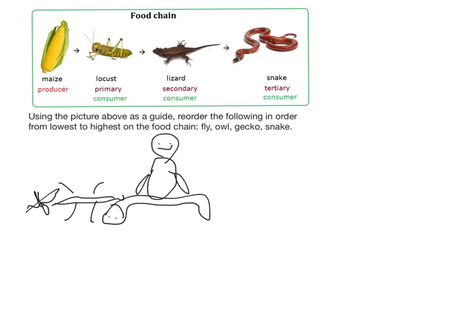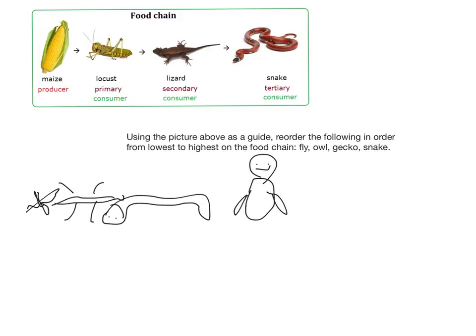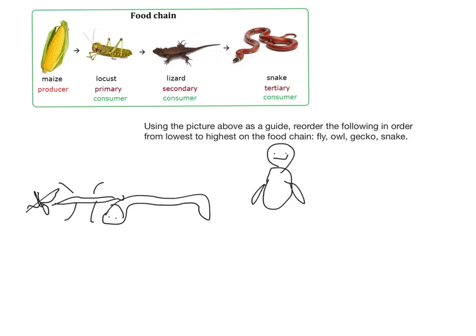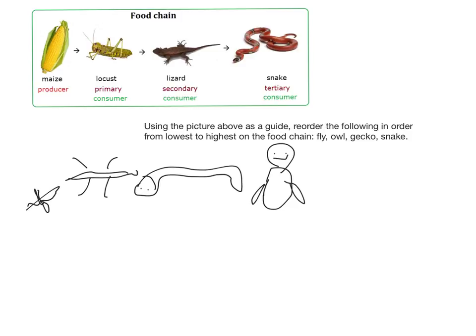And then the owl, sorry to move the question here, but I'm going to have to in order to get these pieces in the right spot. So now, according to this food chain diagram that we've been given up here, we can say the fly is eaten by the gecko, which is eaten by the snake, which is eaten by the owl. And those are the kinds of questions that you're going to see on the GED.